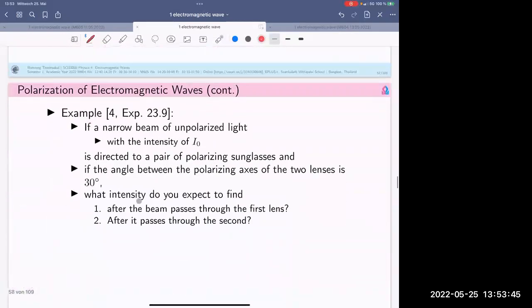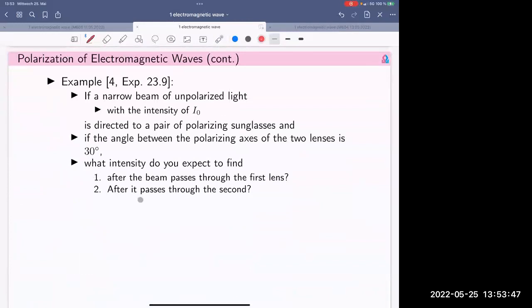Before we go to the example, may I go to the toilet for a while?